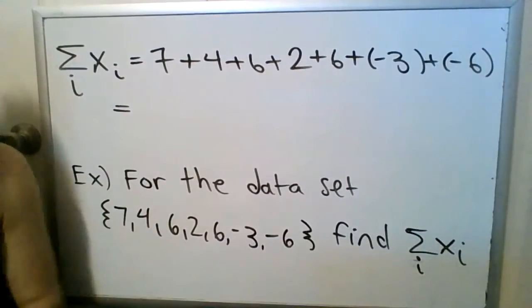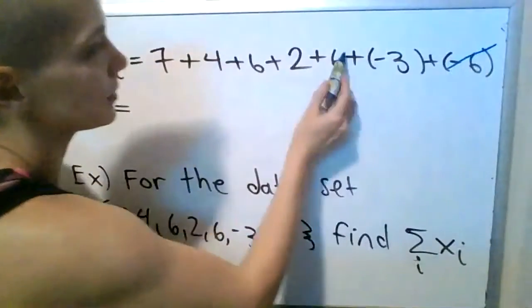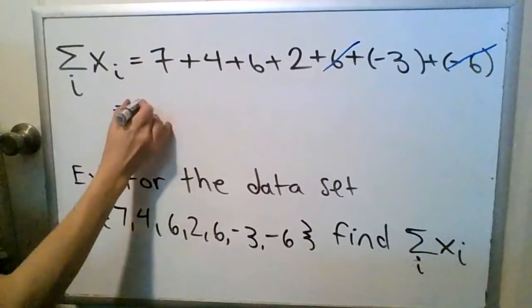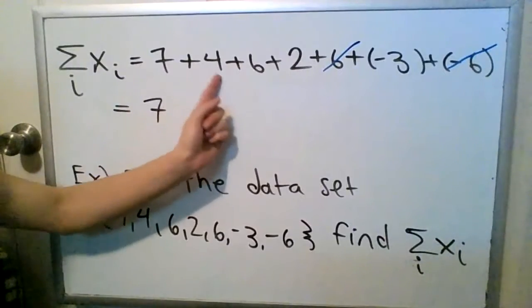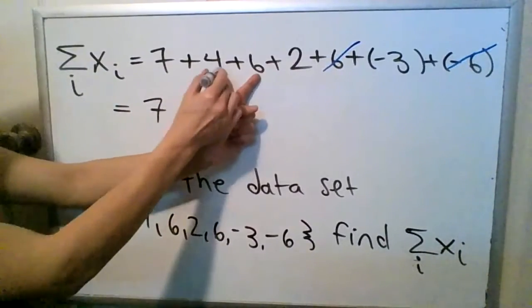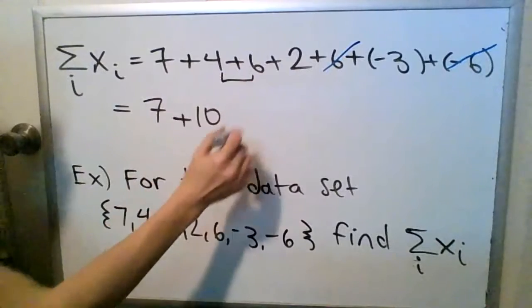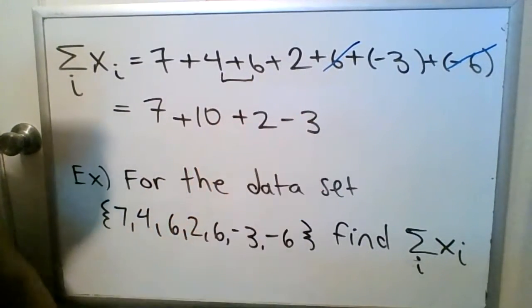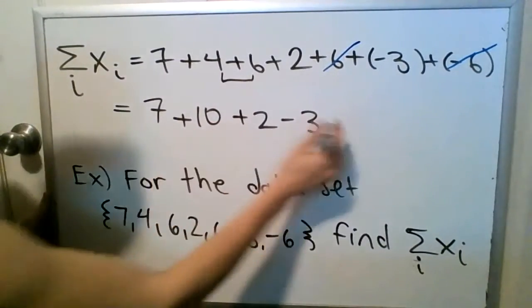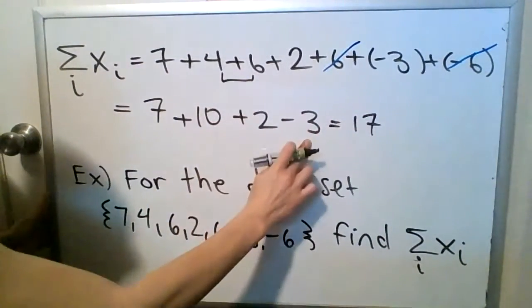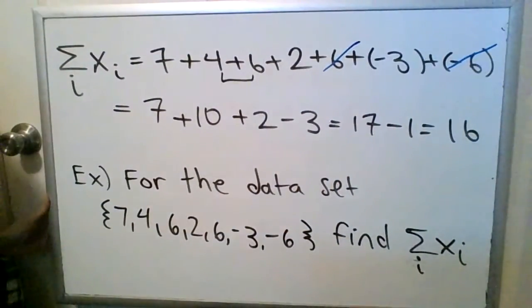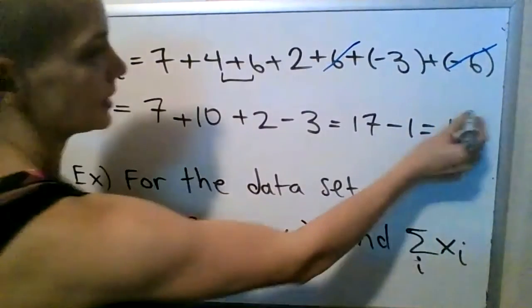Okay, let's start with that +6 and -6. 0. Let's keep that 7 right there. 4 plus 6 is 10. Plus 2, minus 3. 17 minus 1, 16. And that's the sum.